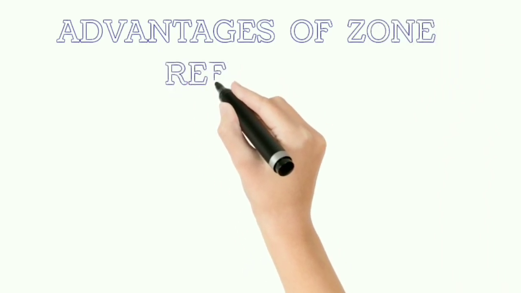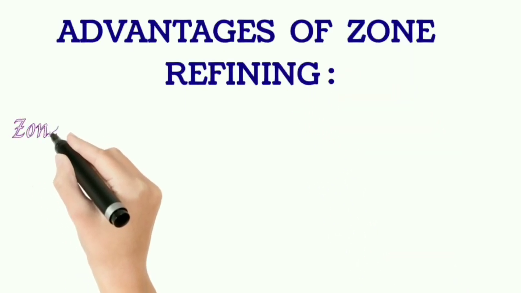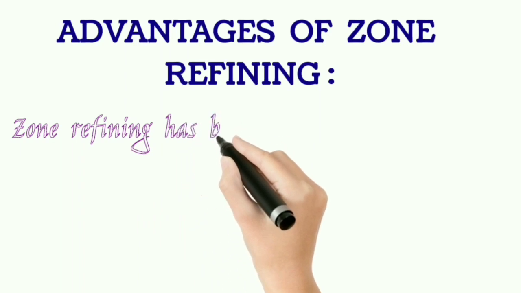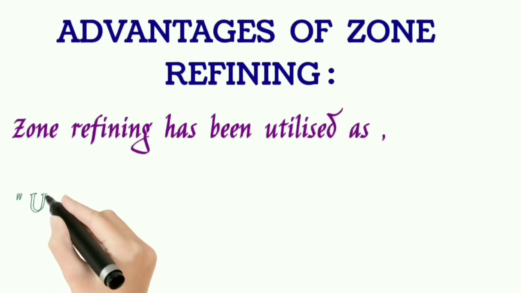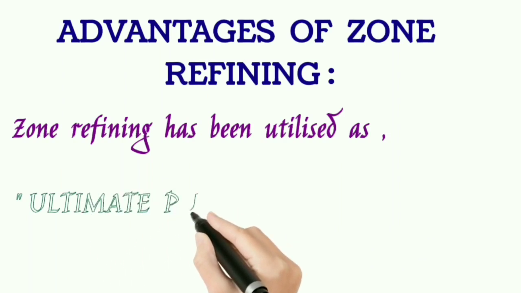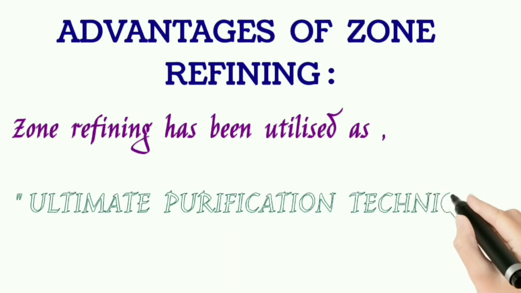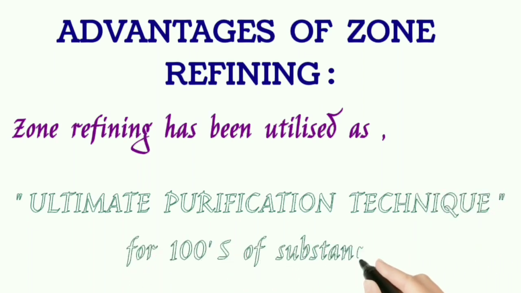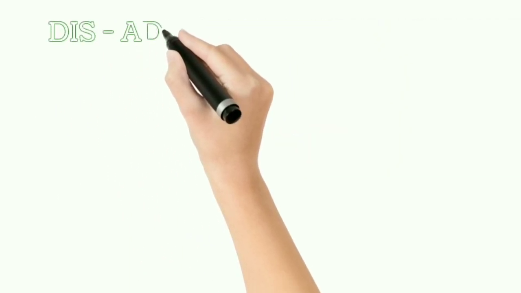What is the advantage of the zone refining process? It has been utilized as the ultimate purification technique for hundreds of substances. See that word, ultimate purification technique. So if you need high purity metal, you have to go with the zone refining process, whatever refining processes we have.